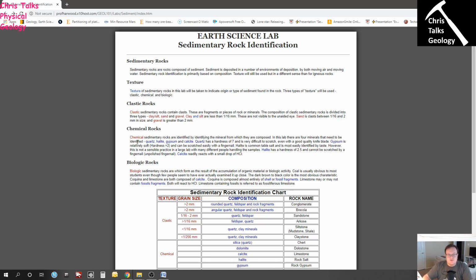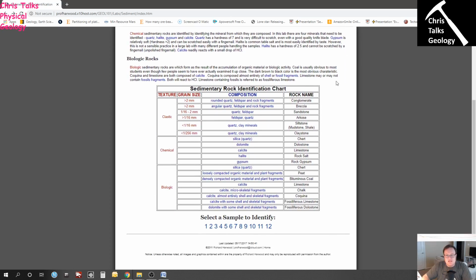So what are we going to do? So, alright, well there's a description here at the top which I would strongly recommend you read. Now underneath that we have this table, and this table essentially covers the list of criteria that you are going to use to identify your rocks. So there's 4 criteria: texture, grain size, composition, and rock name. That's what you're going to be looking for.